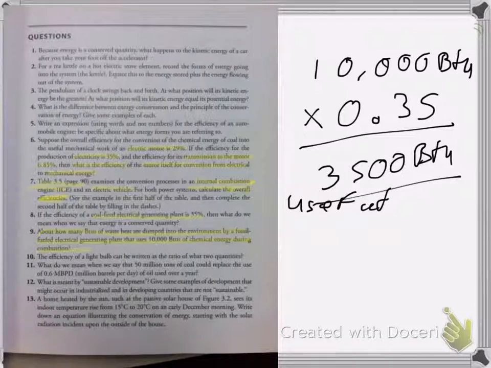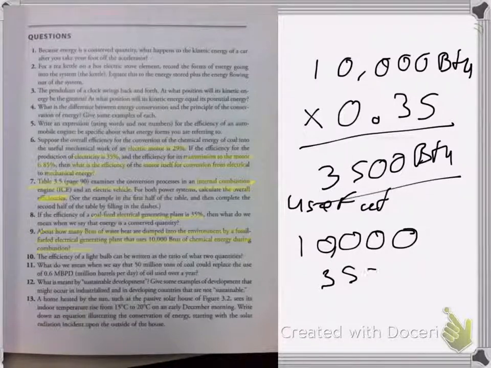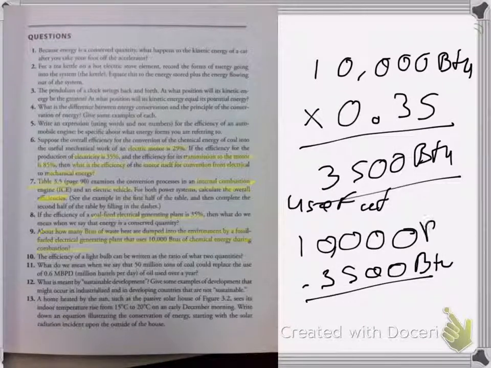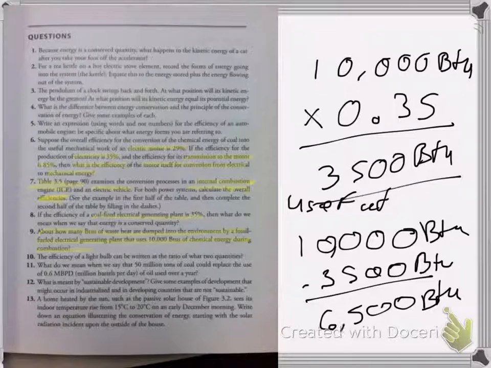To get the not useful energy, I'm going to find out my waste. So I start out with 10,000 in my input, and I'm going to get a useful amount of 3,500 out, which means when I subtract my useful BTUs from my input to find out my waste, I get my 6,500 BTUs of waste. So this is my waste energy in BTUs. So just be careful, make sure you're answering the correct things.